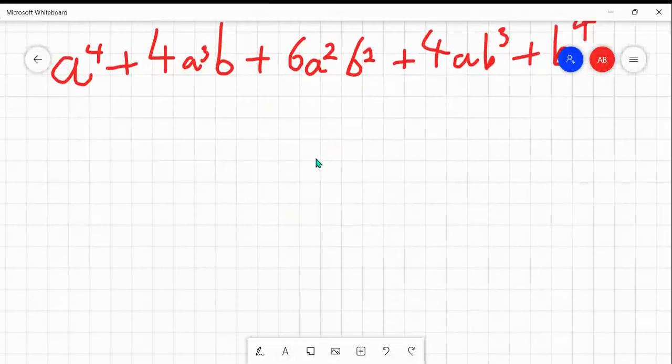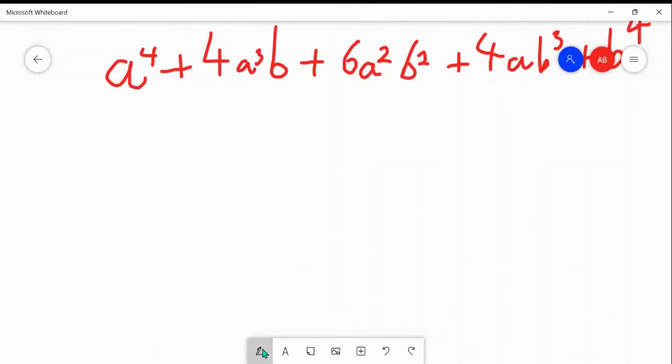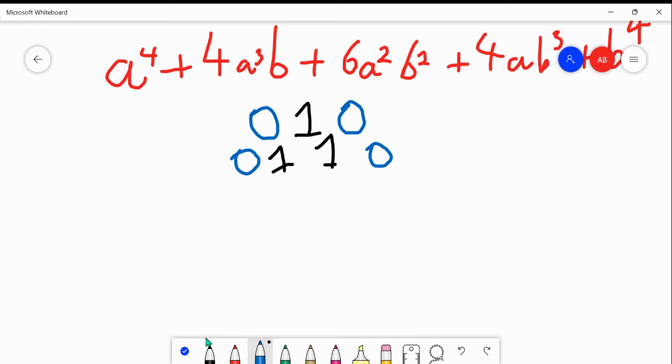The answer lies in Pascal's triangle. Pascal's triangle starts off with 1. And now you have to pretend there are imaginary zeros here. These zeros aren't actually there in the triangle, these blue ones, so I'm going to erase them later. Now you do 0 plus 1 is 1, and 1 plus 0 is 1. Again, add more zeros here.